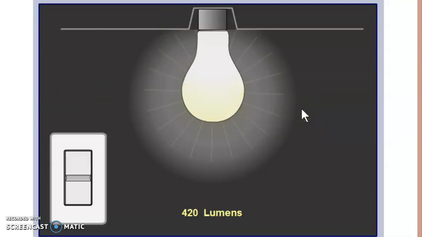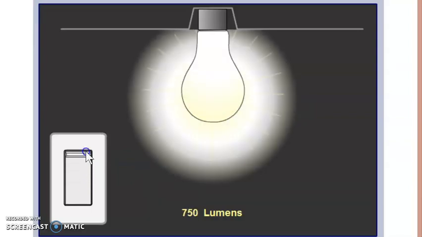So the lumens depends upon the amount of wattage and also on the type of the lamp. So if I increase the slider, you can see that the light output is increasing. So that is nothing but the luminous flux and its unit is lumens.